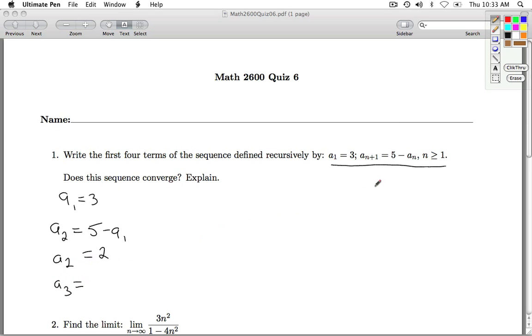A sub 3. If I substitute 2 into this recursion equation, I get a sub 3 equals 5 minus a sub 2. A sub 2 is 2. 5 minus 2 is 3. And finally, a sub 4, when I substitute 3 into this recursion equation, I get a sub 4 equals 5 minus a sub 3. A sub 3 is 3, so I get 5 minus 3, which is 2 again.